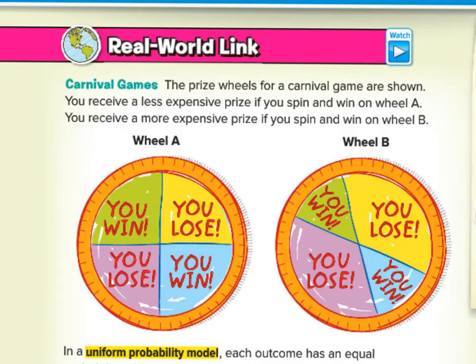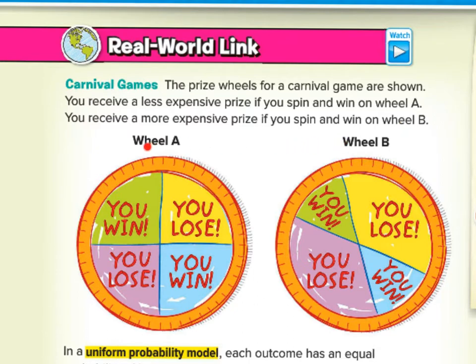The place where you might deal with probability would be at a fair or a carnival. So let's take a look at carnival games for a real world example. The prize wheels for a carnival game are shown. You receive a less expensive prize if you spin and win on wheel A. You receive a more expensive prize if you spin and win on wheel B.